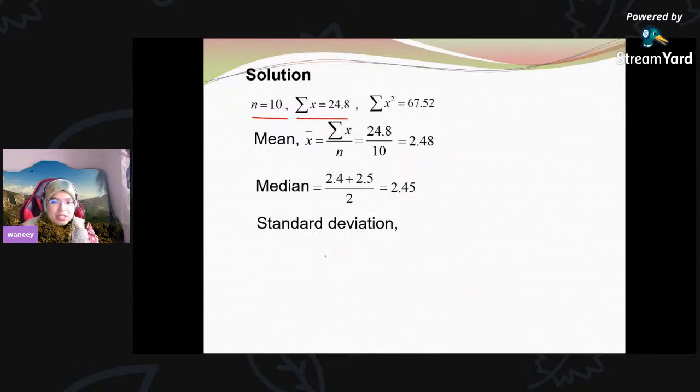Okay, so now let us calculate the standard deviation. Even though the question didn't ask us to calculate the standard deviation, you will need it in order to calculate the Pearson coefficient of skewness.